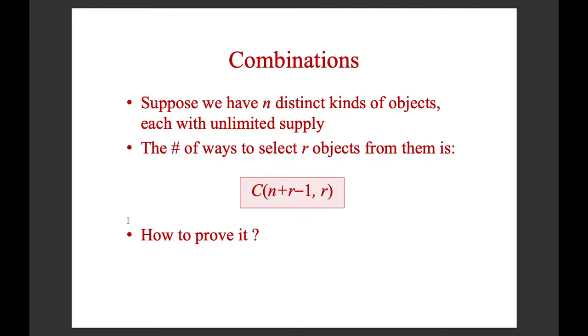Let's start with a quick summary of the lectures this week. Actually, this is something that I missed last time. I should have talked about this problem last time, but never mind, so we do it today. Suppose that we have n distinct kinds of objects, and each one of them has unlimited supply. Then we want to select r objects from them. The number of ways to do so is n plus r minus 1 choose r.